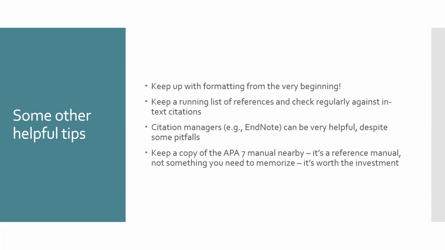Something else that's going to help you a lot in the long run is citation managers, like EndNote or Mendeley. They can be really helpful despite having some pitfalls. The only thing I would suggest is to make sure that you're checking the actual citation itself, because APA is very specific about the periods, the commas, where they should be, and all that stuff. So make sure that you're checking based on APA 7th edition that the citation is actually correct.